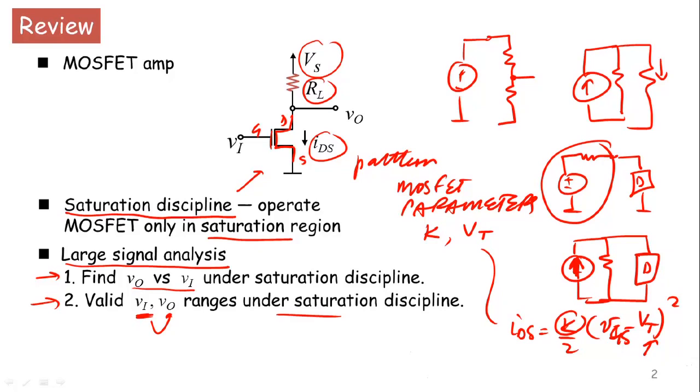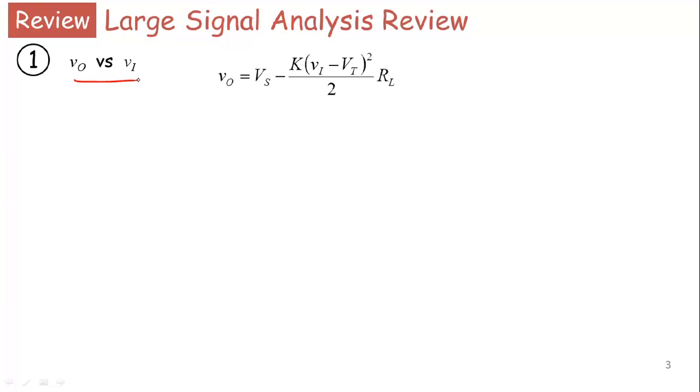So that was pretty interesting. Let me very quickly continue the review of large signal analysis and look at steps 1 and 2 in a little more detail. The first step, as we saw, was to figure out V naught versus Vi for the amplifier. Let me just draw that here quickly for your reference. So this is Vi, this is V naught, RL, Vs. We did the analysis of V naught versus Vi, and we found that V naught was given by the expression Vs minus K times (Vi minus Vt) whole squared times RL, divided by 2. So that was V naught versus Vi for the amplifier.